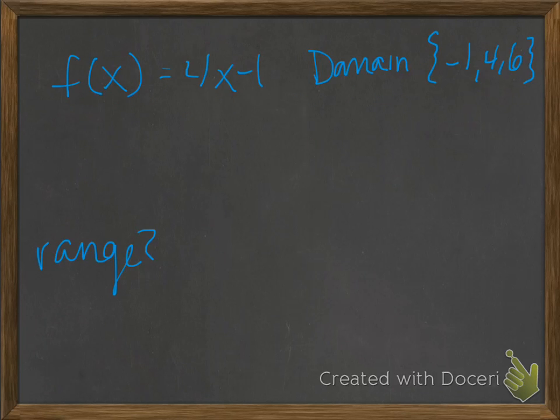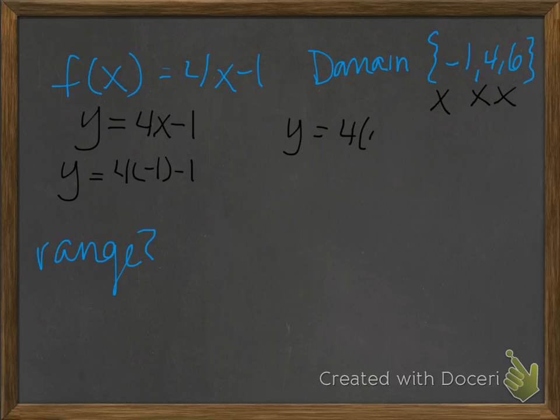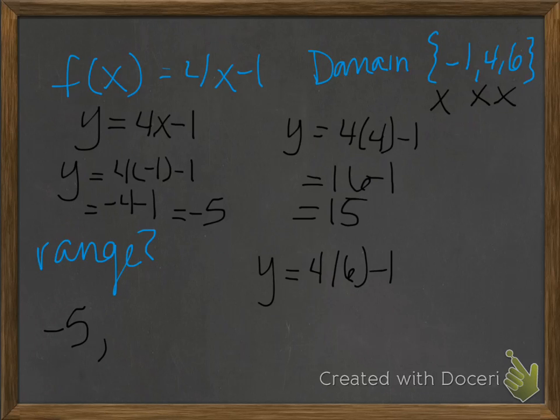f of x equals 4x minus 1. I have domain values, I need to find range. f of x means the same thing as y. Domain is my x values, so I have 3 different x values that I need to plug in. So I'm going to get y equals 4 times -1 minus 1, y equals 4 times 4 minus 1, and y equals 4 times 6 minus 1. So 4 times -1 is -4, -4 minus 1 is -5, 4 times 4 is 16, 16 minus 1 is 15. 4 times 6 is 24, 24 minus 1 is 23. So my y values, or my ranges, are -5, 15, and 23.